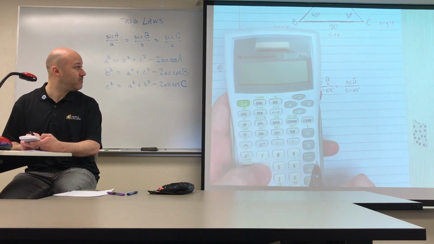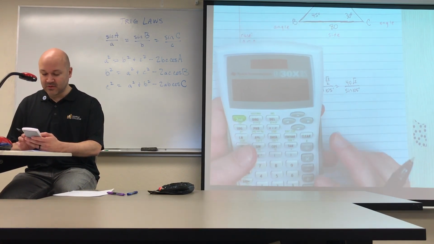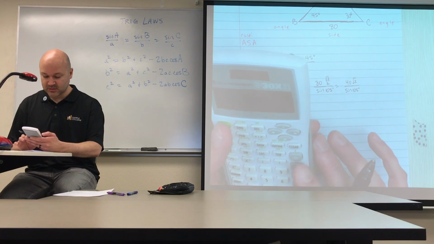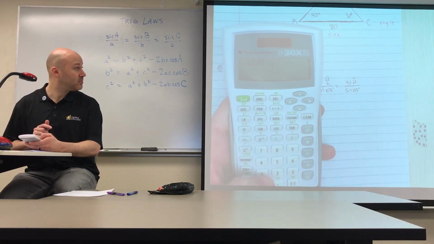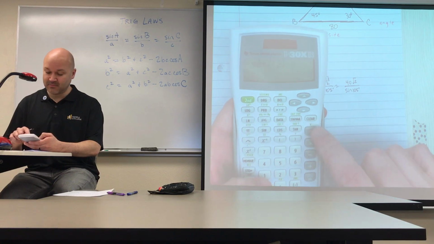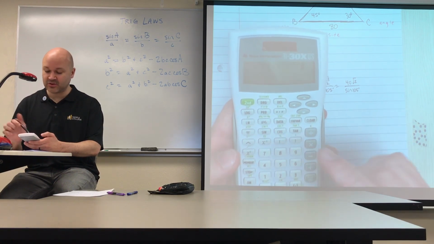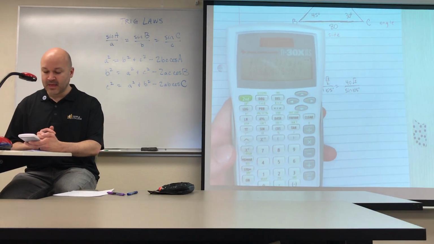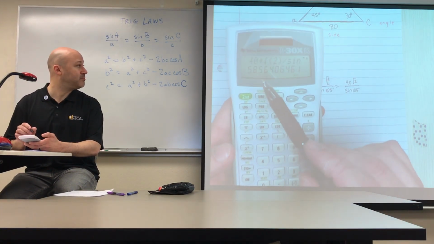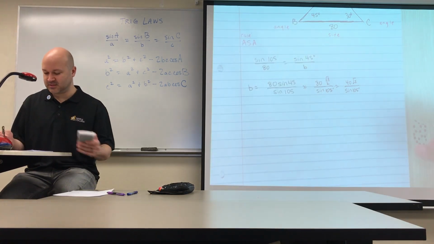I'm going to type in 40 times the square root of 2. And then I'm going to divide by sine of 105 degrees. My calculator is in degree mode. And I get about 58.6-ish.